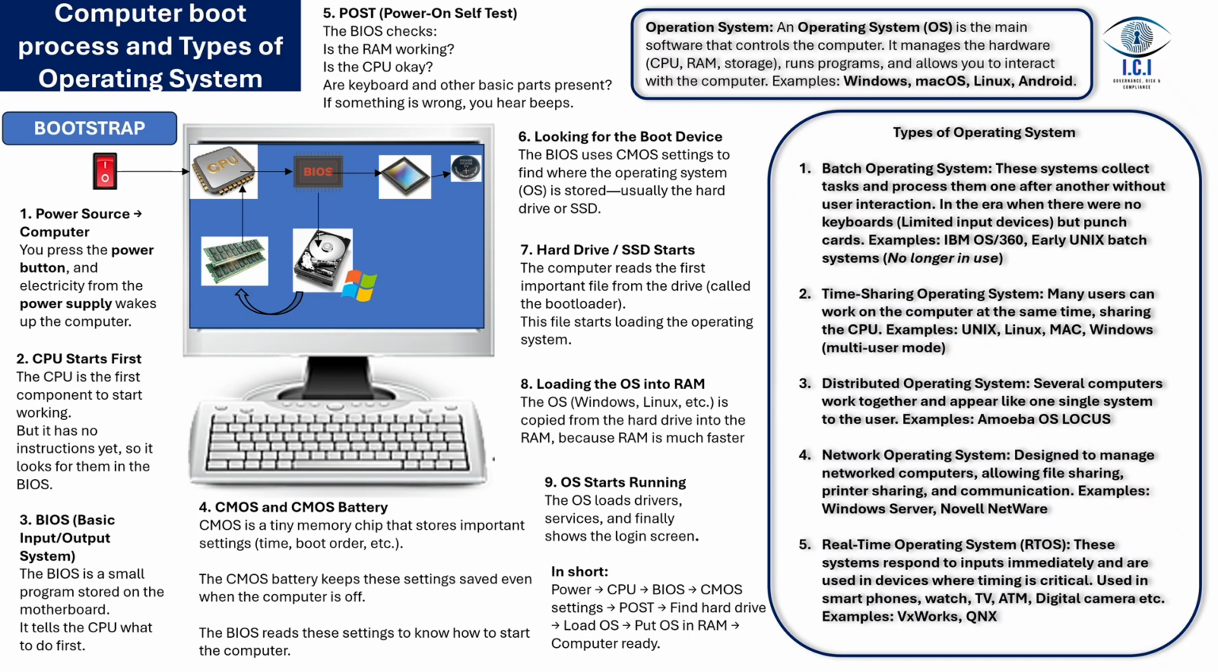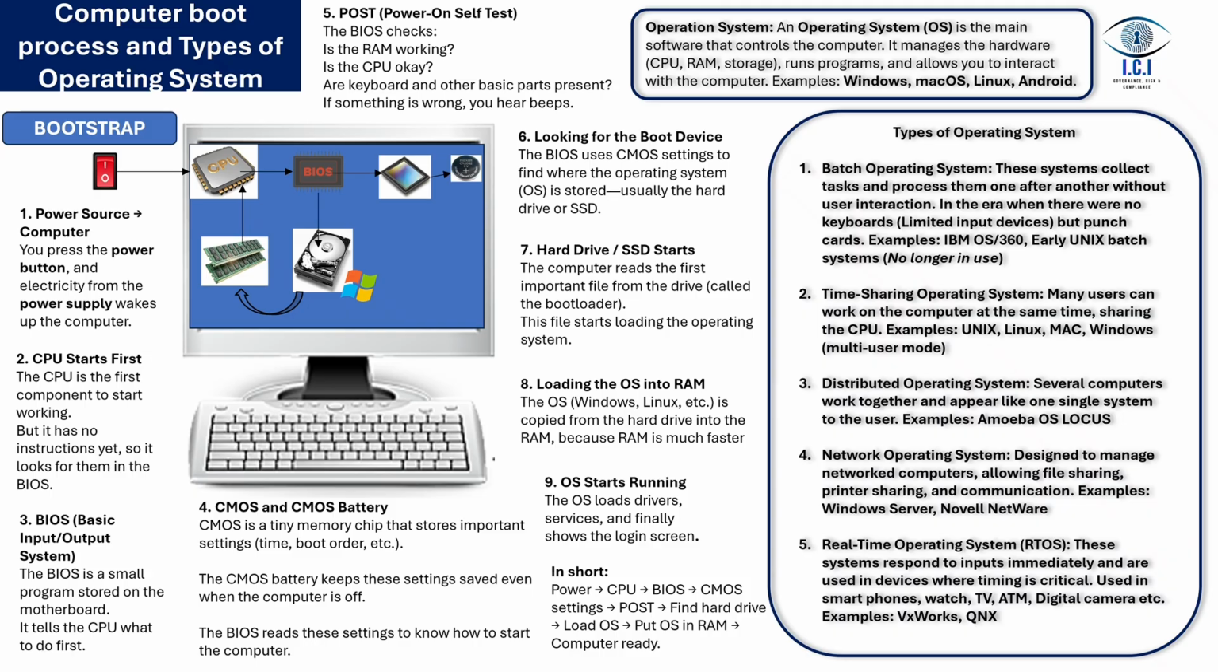What we are currently using is the next type of operating system, which is the time sharing operating system. In this time sharing operating system, many users can work on the computer at the same time, sharing the same CPU. The type of time sharing operating system is the one we know: Linux, Mac, Windows, and so on. The next type of operating system is the distributed operating system. This is where several computers work together and appear like one single system to the user. An example of this kind of operating system is the Amoeba operating system, the Locus, and the like.